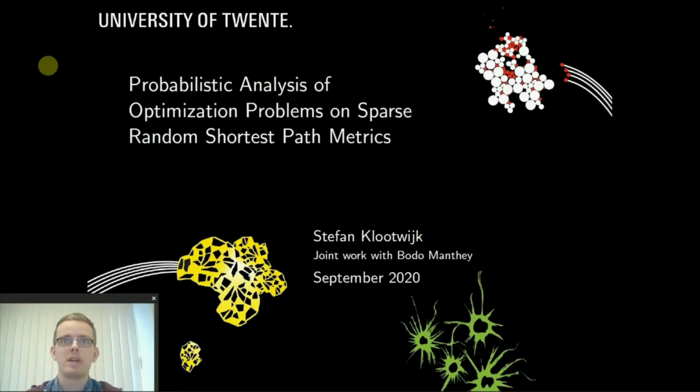The work I'll be presenting in this video is joint work with him, but before I come to those results with the title Probabilistic Analysis of Optimization Problems on Sparse Random Shortest Path Metrics, I would like to start with an overview of the general idea of our research, of which these results are just a part.